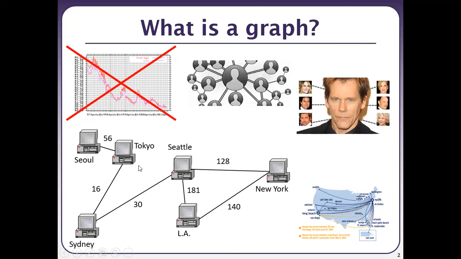Even Seoul can connect to New York. There is no direct connection between Seoul and New York, but through Sydney, Seattle, and LA, it can reach New York, or from Seoul through Tokyo, Sydney, Seattle, and New York. The graph data structure is majorly used in real-time applications like Google Maps or Facebook to find the shortest path to connect a node.